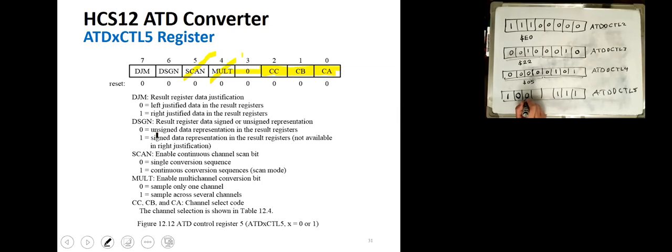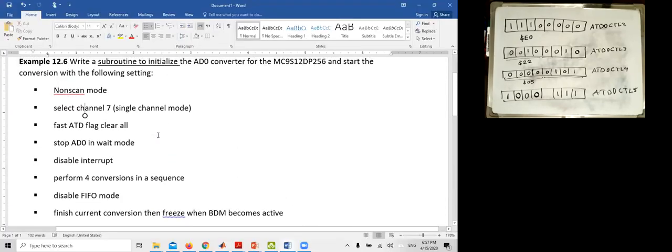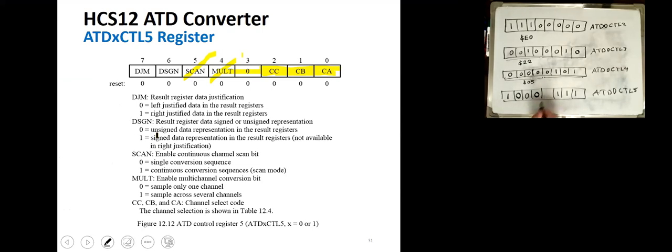Is it scan mode, multi-channel? No, it is not multi-channel. All samples are collected from channel 7. So it is non-scan mode, select channel 7 only. This is single channel mode. So the multi-channel bit should be 0, and this bit by default is always fixed to 0. Technically it is not used. So the value to store in this register is $87 hexadecimal.